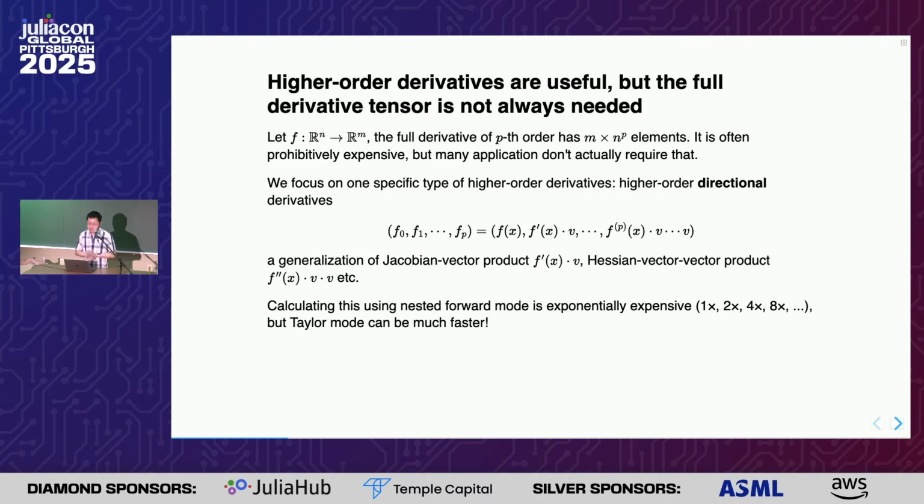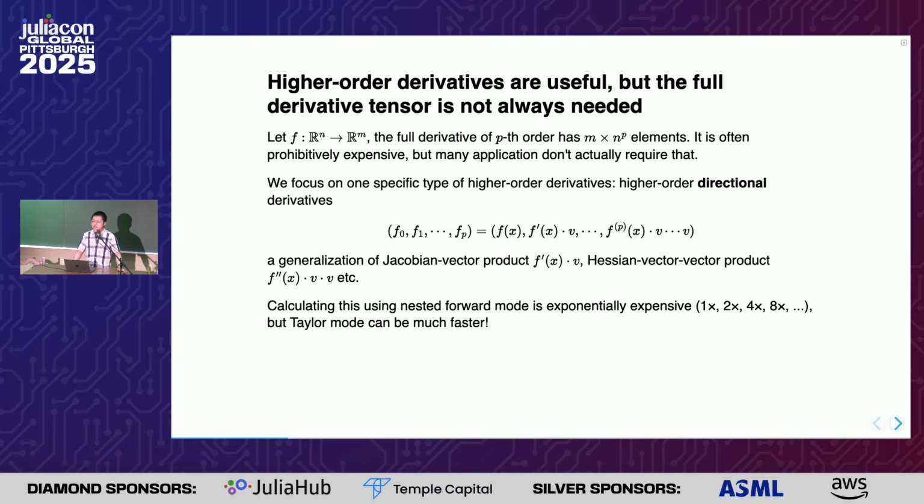If you are familiar with AD, you all know what a Jacobian vector product is. It is just f prime of x times v, and you can extend it to second order, which is called the Hessian vector product, and you can generalize that to multiple orders. We will use the bundle notation f0, f1 towards fp to be the higher order derivatives immediately contracted with several vectors. These are called directional derivatives.